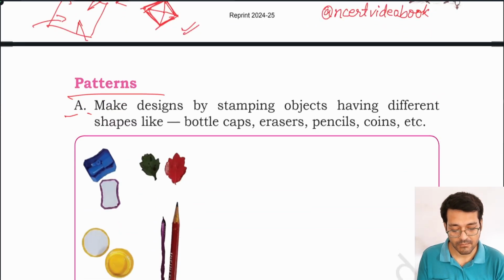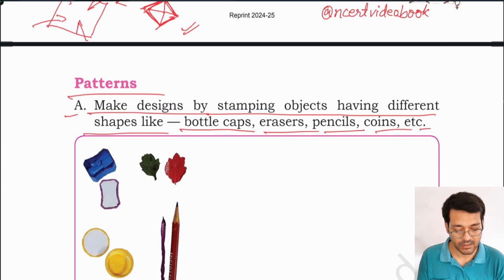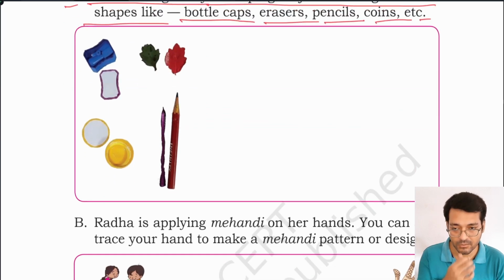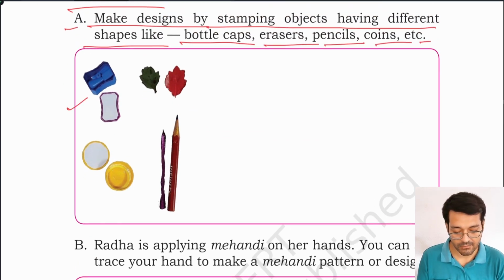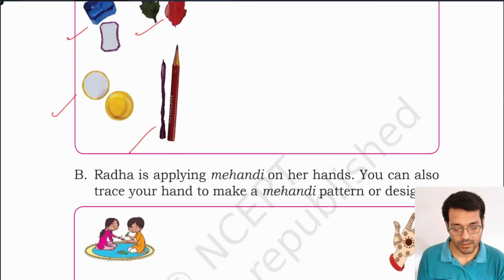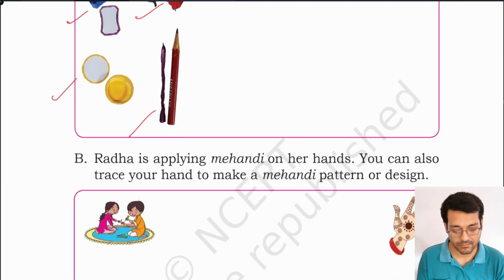Patterns. A. Make designs by stamping objects having different shapes like bottle caps, eraser, pencils, coin, etc. You have to trace objects such as your sharpener, bottle cap, leaves, pencil, eraser, and coins, and get the shape there. You will get various types of shapes there.